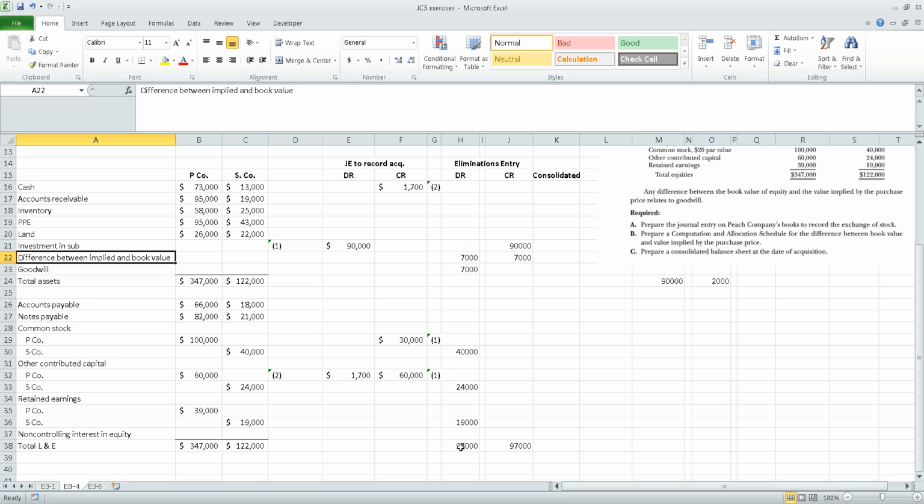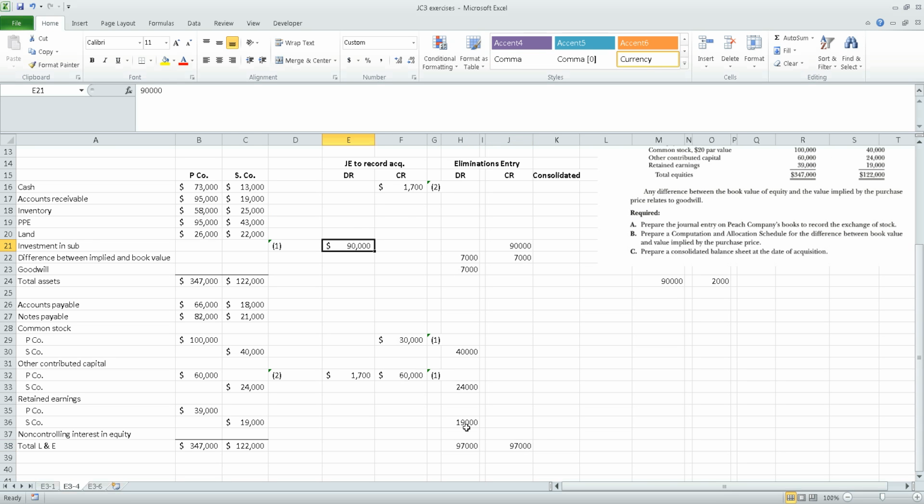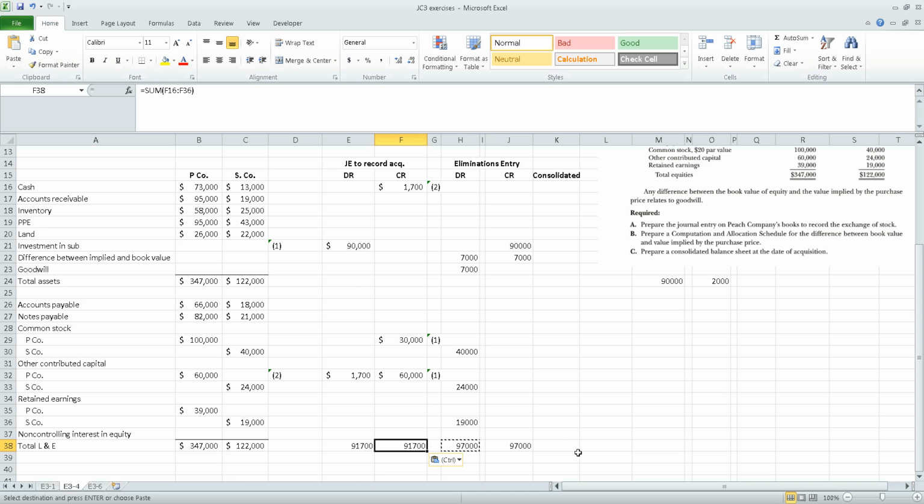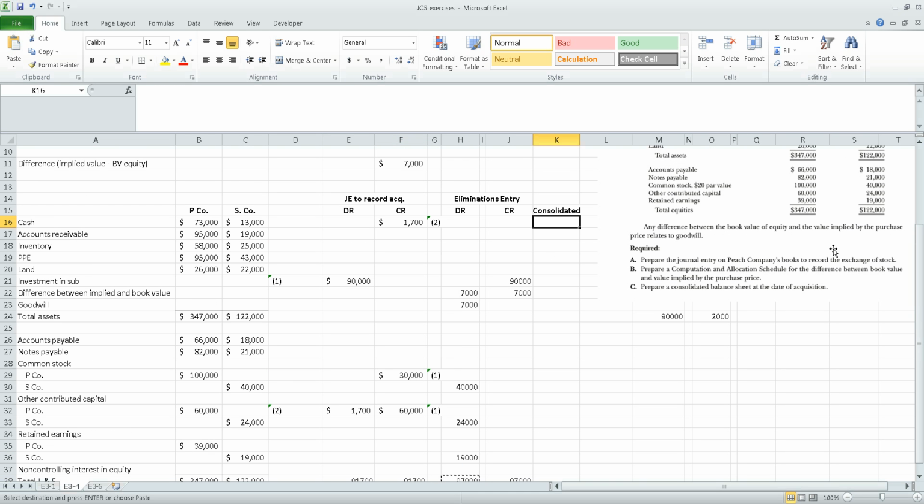Okay, so now our total elimination entries' debits and credits equal, and the debits and credits on our journal entries equal. I guess we should check and make sure they balance. I believe they do. They do. So now we're ready to prepare the consolidated balance sheet. So we're going to go over here and pick up P Company's cash, pick up S Company's cash, reduce it by the credit that we made to P Company's general ledger to book the registration cost, and there's our consolidated cash.